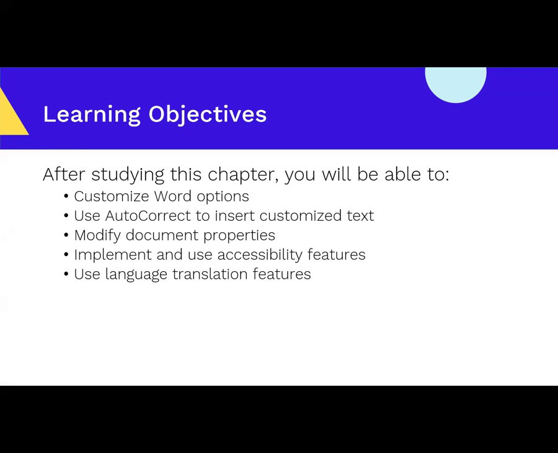Okay, so after studying this chapter, you will be able to customize Word options, use autocorrect to insert customized text, modify your document properties, implement and use accessibility features, use language translation features.